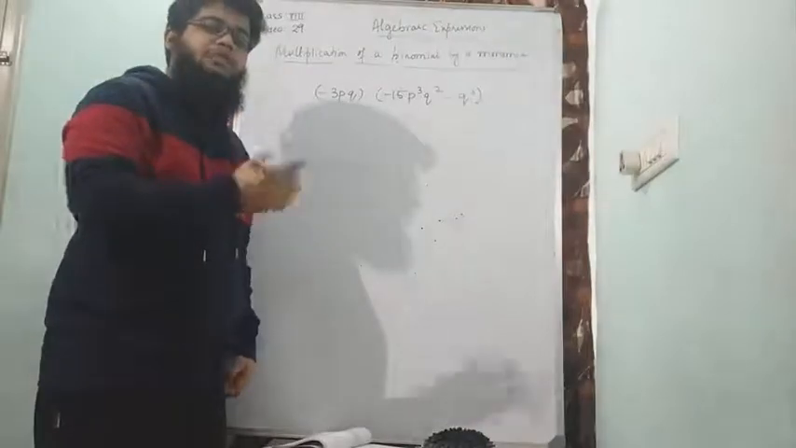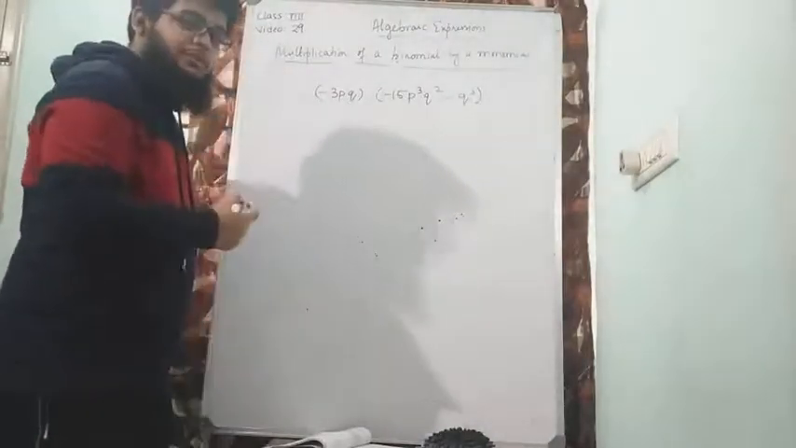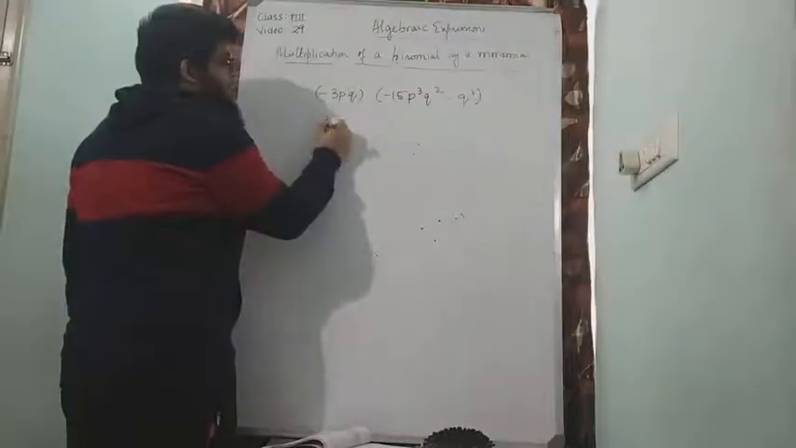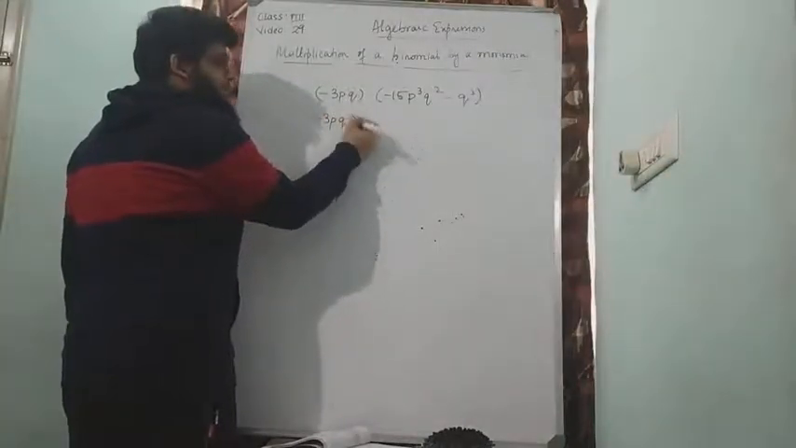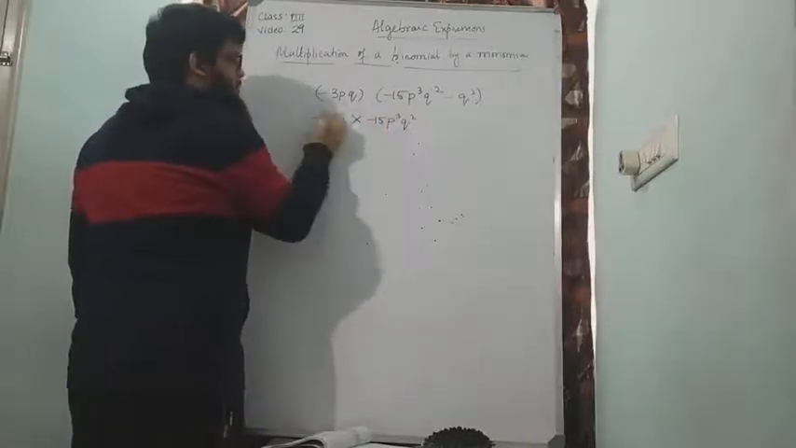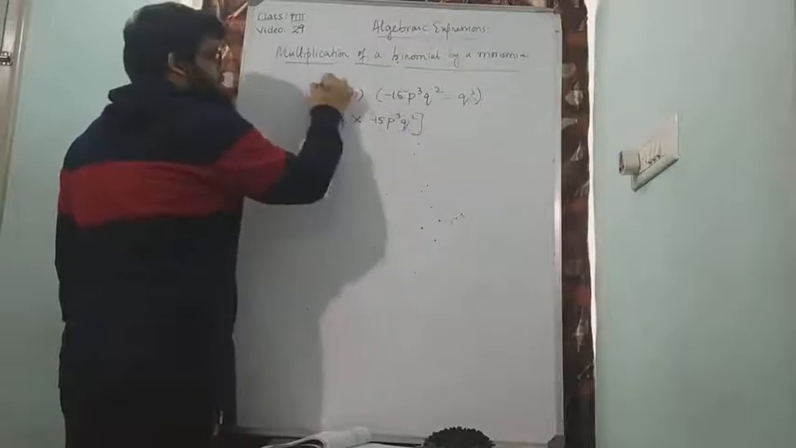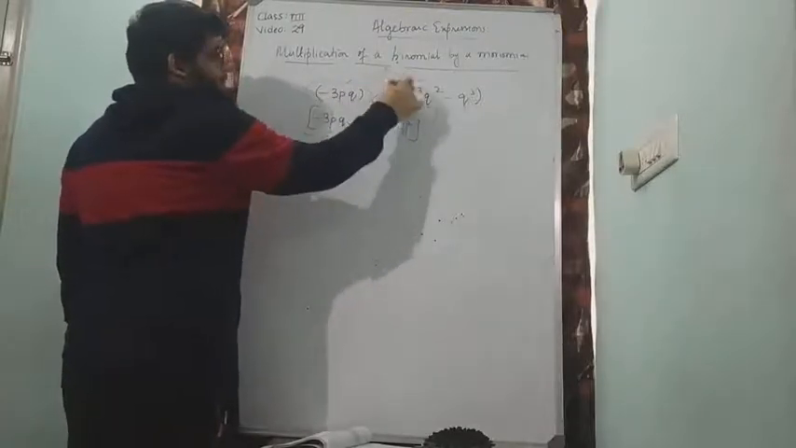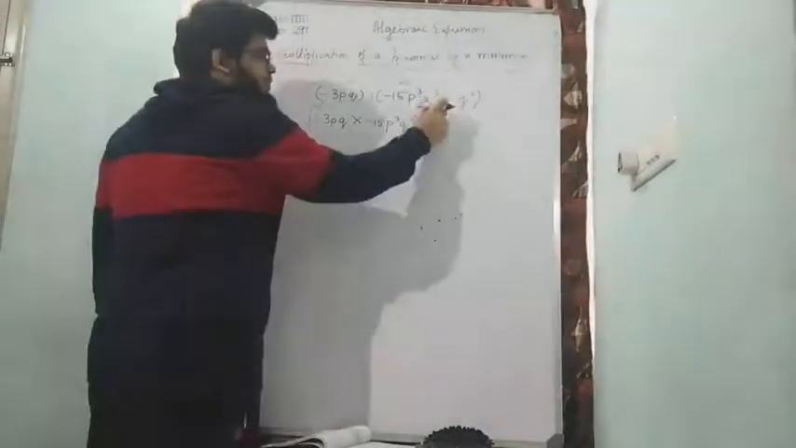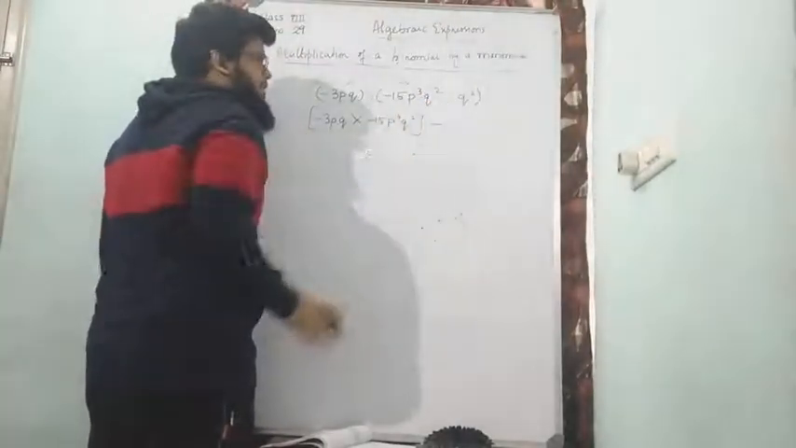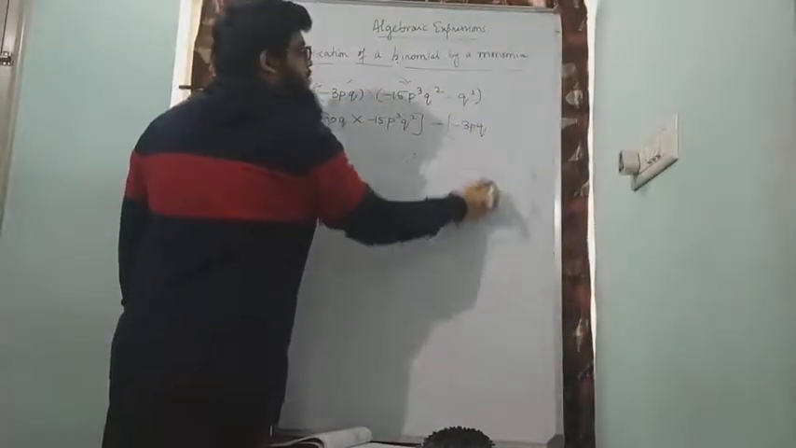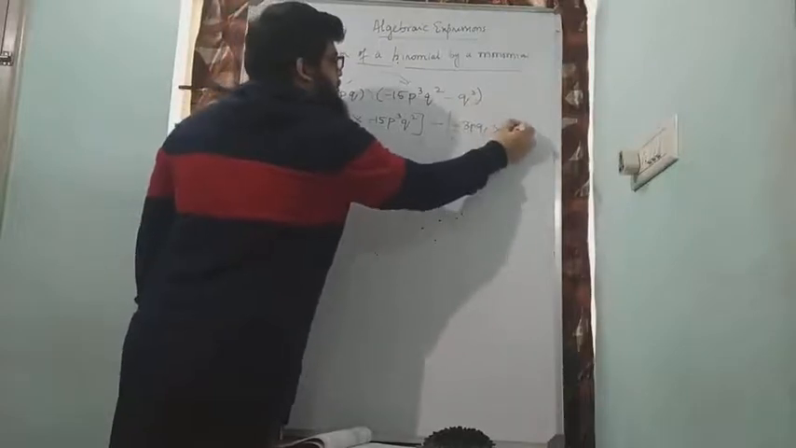So how to multiply a monomial by a binomial? Same. Whatever procedure we learned in yesterday's class, we have to follow the same one. So minus 3pq should first be multiplied by minus 15p cube q square. That is, minus 3pq should be first multiplied with the first term. Then we write whatever sign we have in between. Here if I have minus, I'll write minus. Here if I have plus, I'll write plus. Again, minus 3pq should be multiplied with q cube.